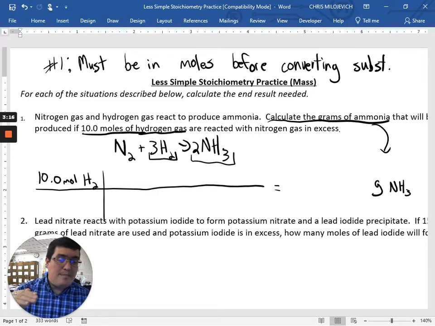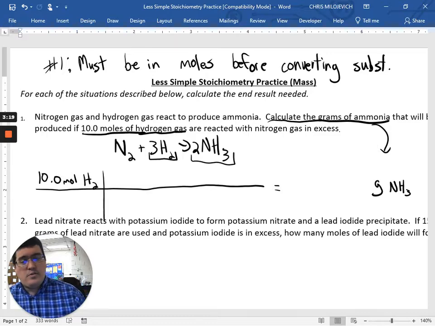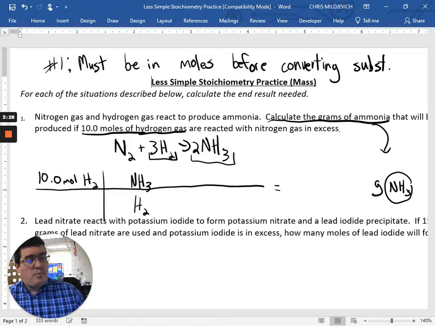All right, so rule number 1, must be in moles before converting the substance. I'm already in moles, so I don't have to worry about doing this. I can just put H2 down here at the bottom. And then we're going to go to NH3 because that's what I want. It asked me to find grams of NH3. I've got to get to NH3 before I can find grams of NH3. So in front of H2, there's a 3. In front of NH3, there's a 2. And what cancels out? Gone. We are left with moles of NH3.